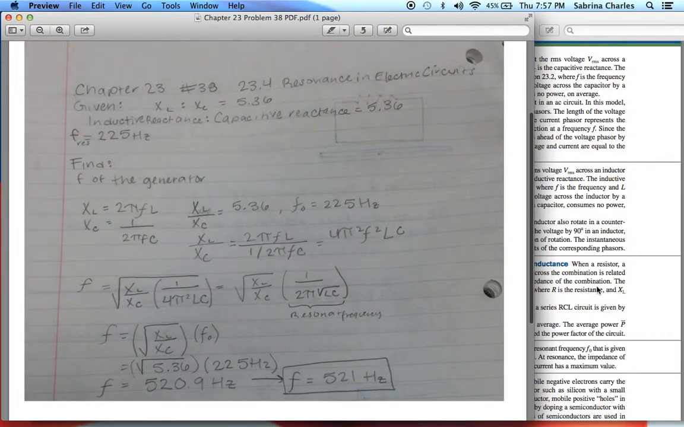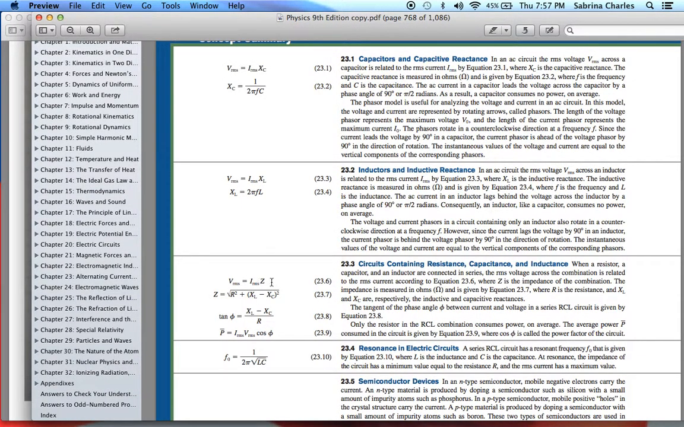I like this problem, pretty simple. You just have to know how to manipulate the multiple formulas and where to plug them all in. So we use this formula, and we also use this formula as well as this formula. So it worked out pretty well.